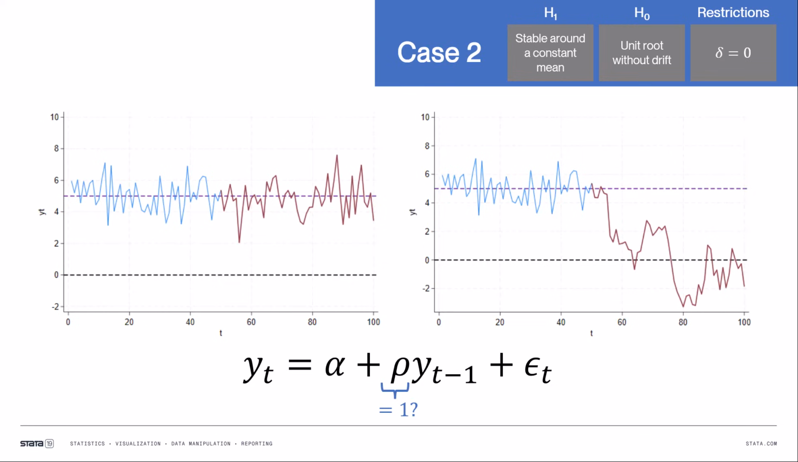Notice that the intercept in this case is only included to capture the possibly non-zero mean we suspect. But under the null of a unit root, we are still assuming that this intercept or drift term is equal to 0.